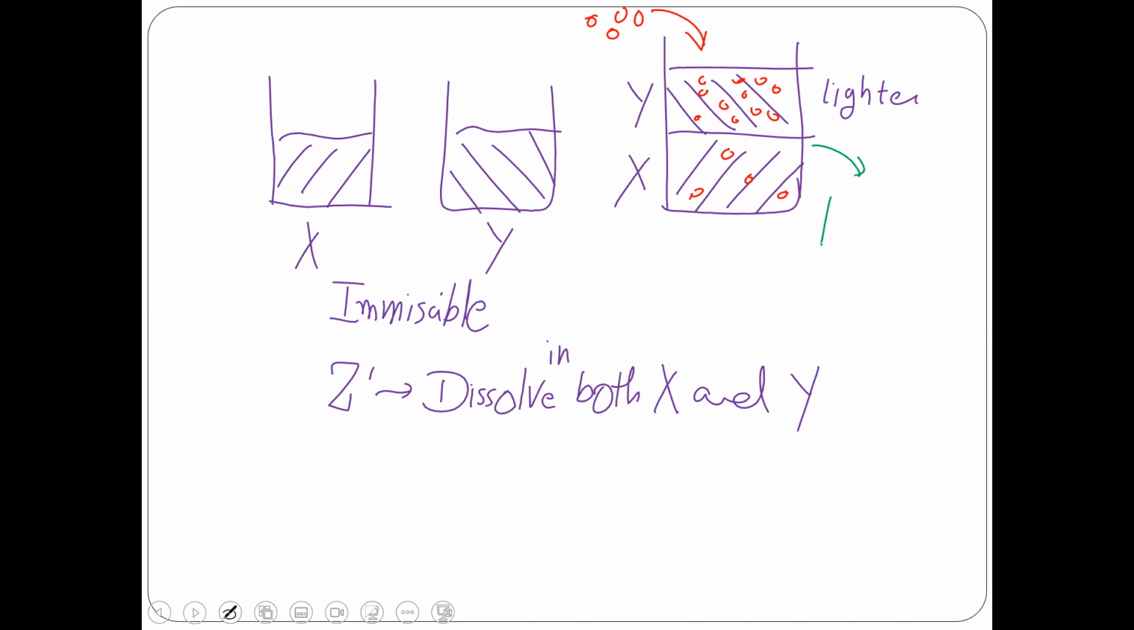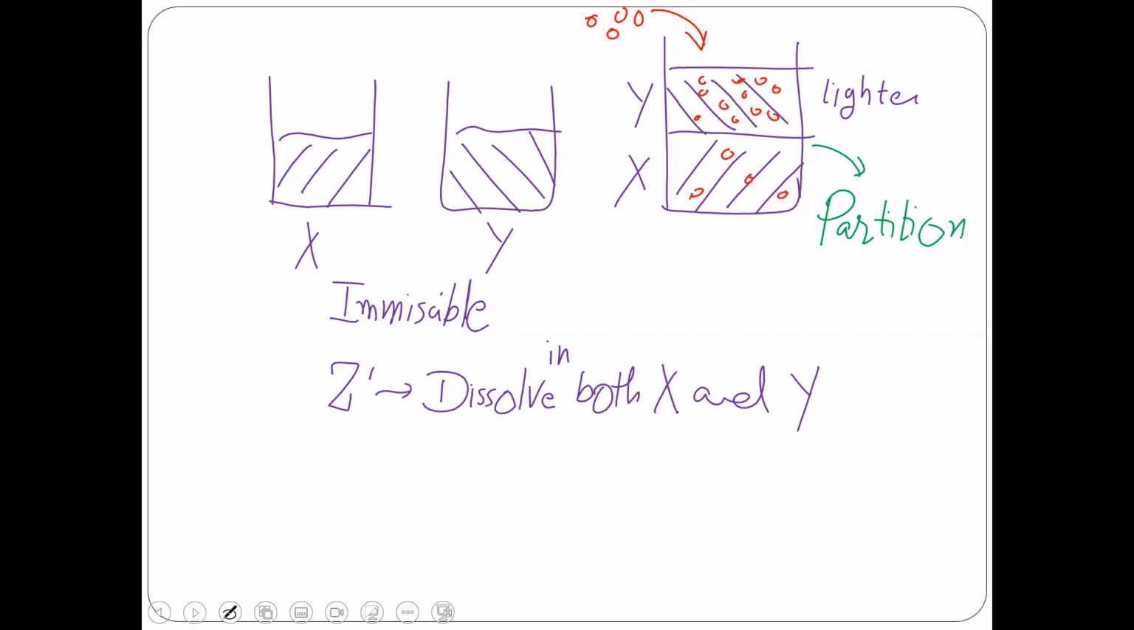This concept for Z is called partition. Partition means that a substance dissolves in between two immiscible substances. They do not mix in each other. So Z penetrates and partially mixes in Y, partially mixes in X.